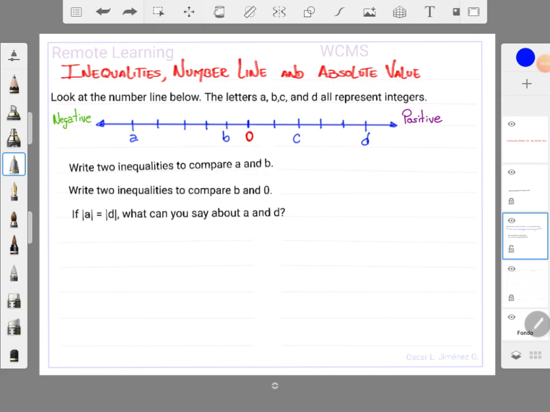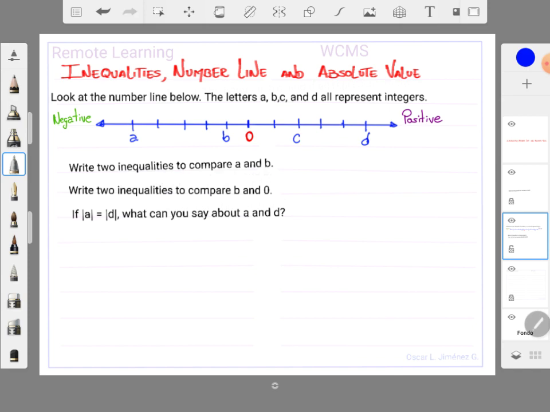In this video, I'm going to show you something about inequalities, number line, and absolute value. So let me start reading the situation. Look at the number line below. The letters A, B, C, and D all represent integers.